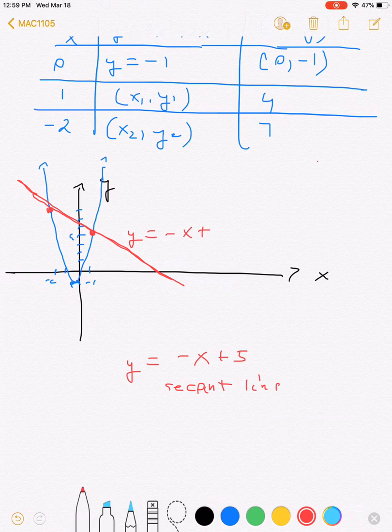So this is what we do. We just find the equation of the secant line, which is a straight line which cuts the graph when x is equal to 1 and when x is equal to -2, because those two x coordinates were given. Okay, so that's it for section 3.3.